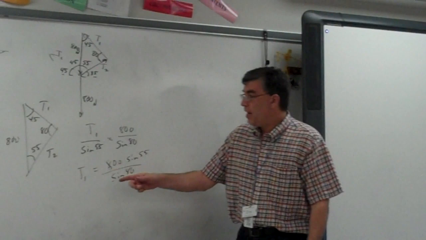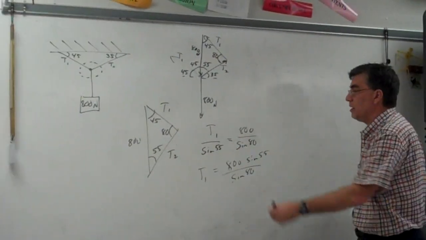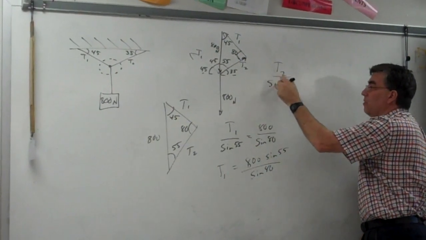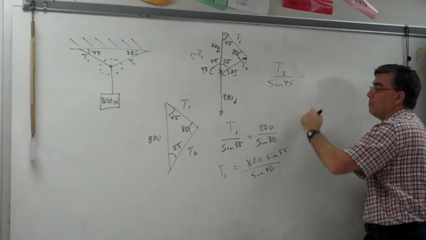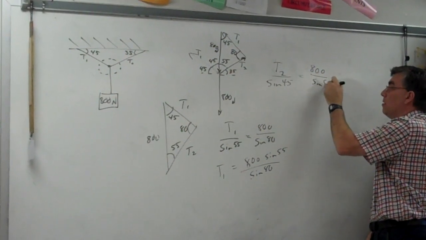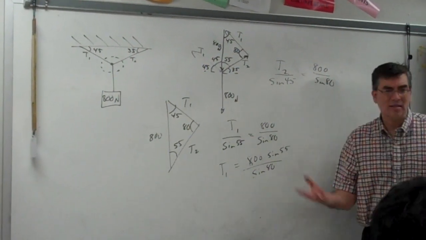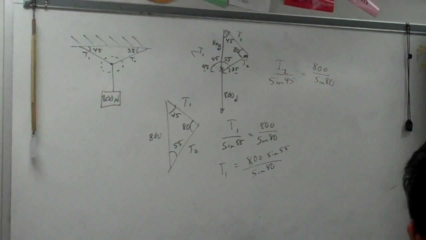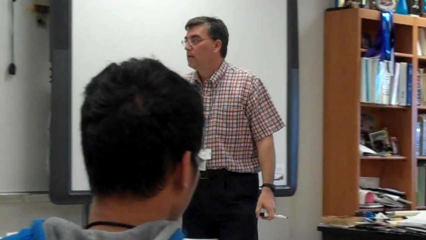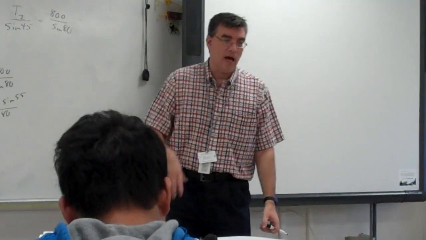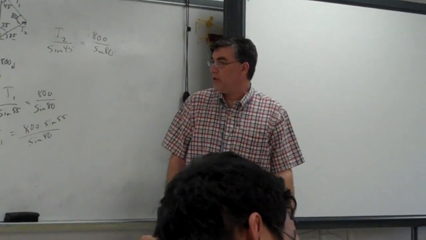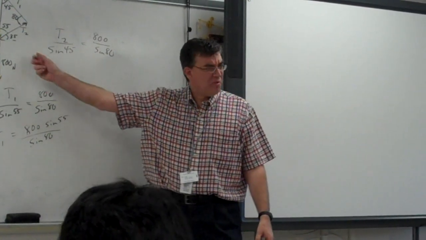Now, if I want to find the other side, let's use the law of sines. T2 over the sine of its angle equals 800 over the sine of its angle. We could solve for T2 that way. That's a little easier, don't you think? On this calculator, do you have to go 55 sine or sine 55? You have to go 55 and then hit sine. On the TIs, you do sine and then you do the angle. Do y'all get what I just did?